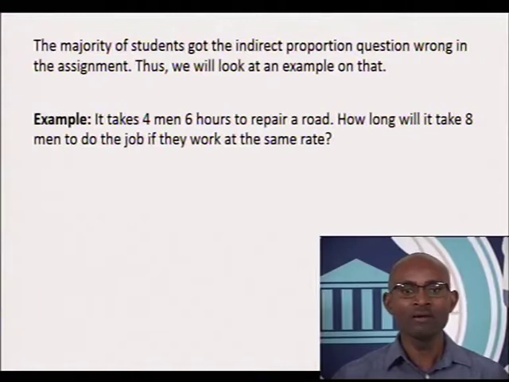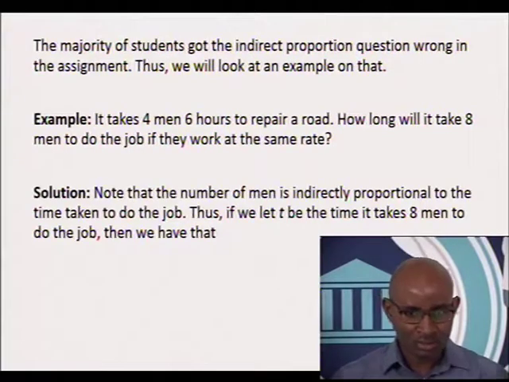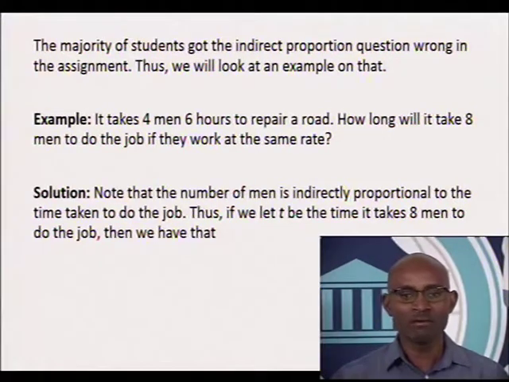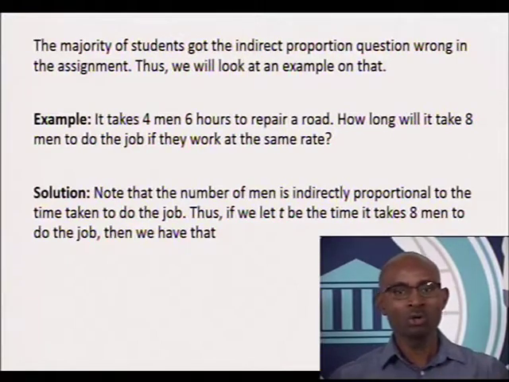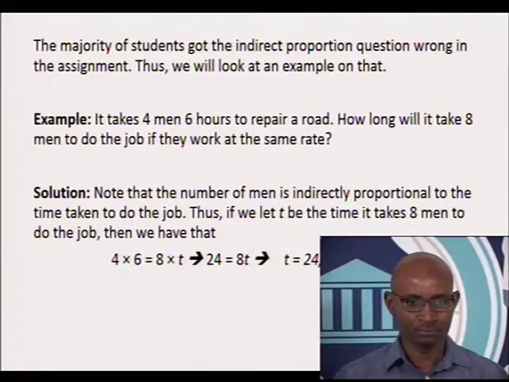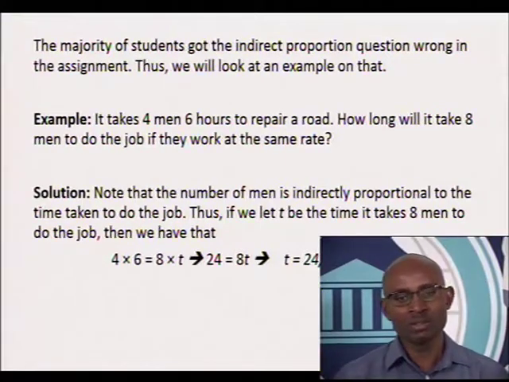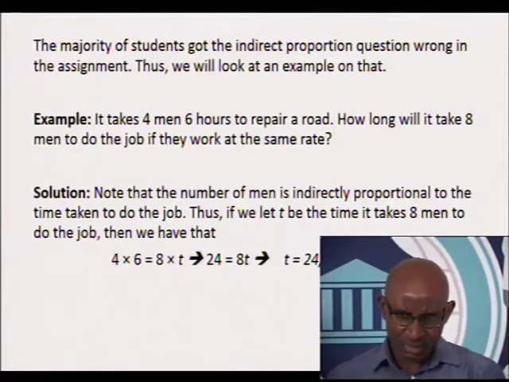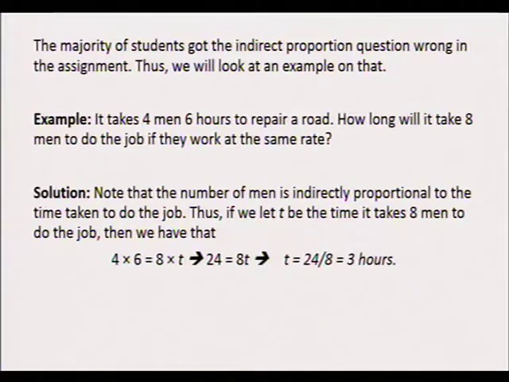And therefore, if we call T the time it takes 8 men to do the job, then 4 times 6 is supposed to be equal to 8 times T. Okay, and then you just make T the subject of the formula, or you solve for T, and you will realize that it will only take 3 hours for 8 men to do this same job if they are working at the same rate.